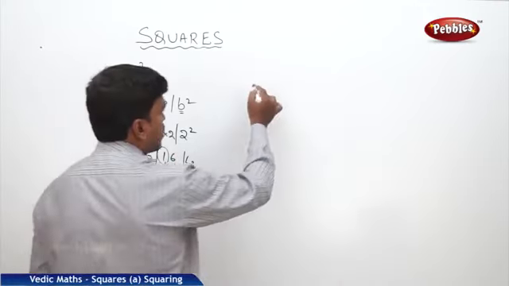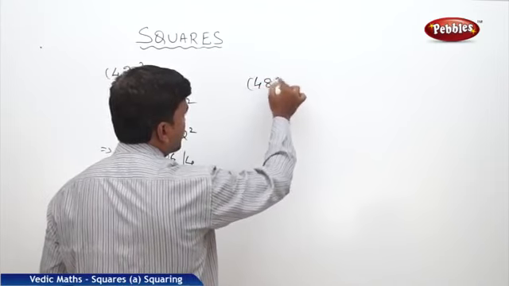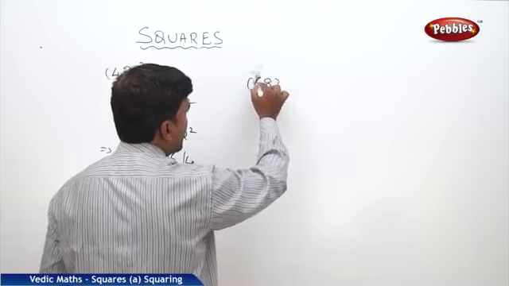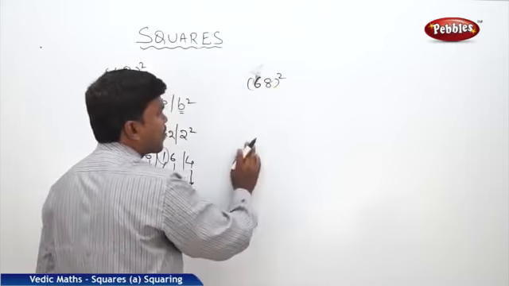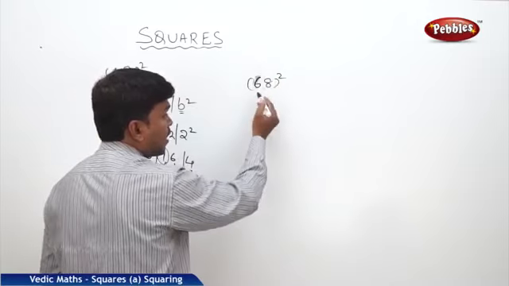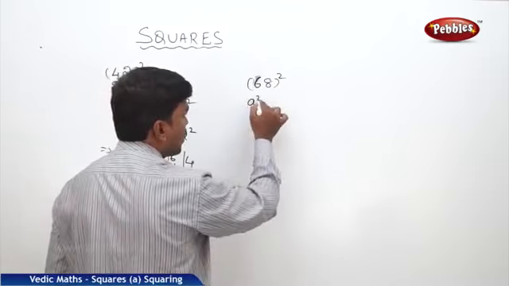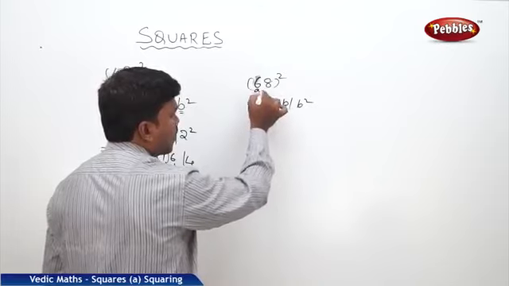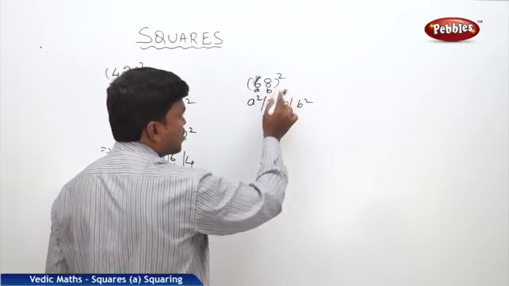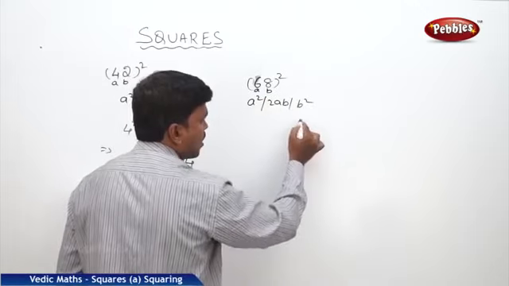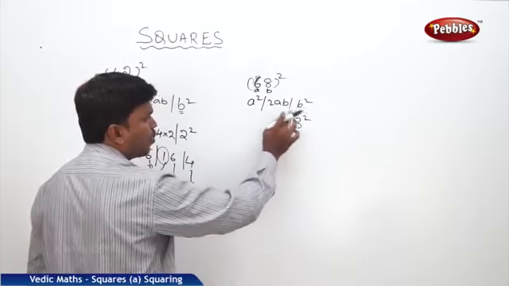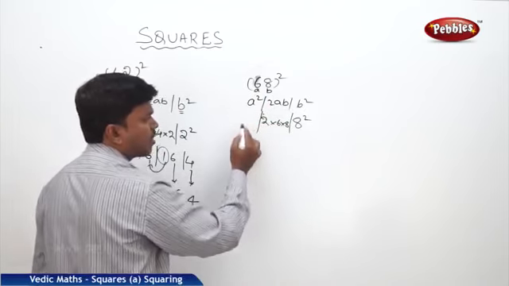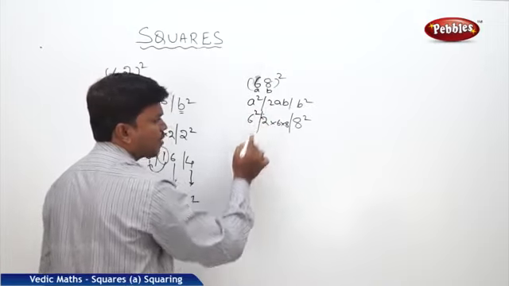One more example. Suppose I want to calculate 68 square. Again, you need to remember the formula. What is the formula? A square, 2AB, B square. Here, what is A and what is B? The tens place digit is taken as A and the ones place digit is taken as B. So start from the right side. B square means 8 square, 2AB, that is 2 into 6 into 8. Next, A square means 6 square.